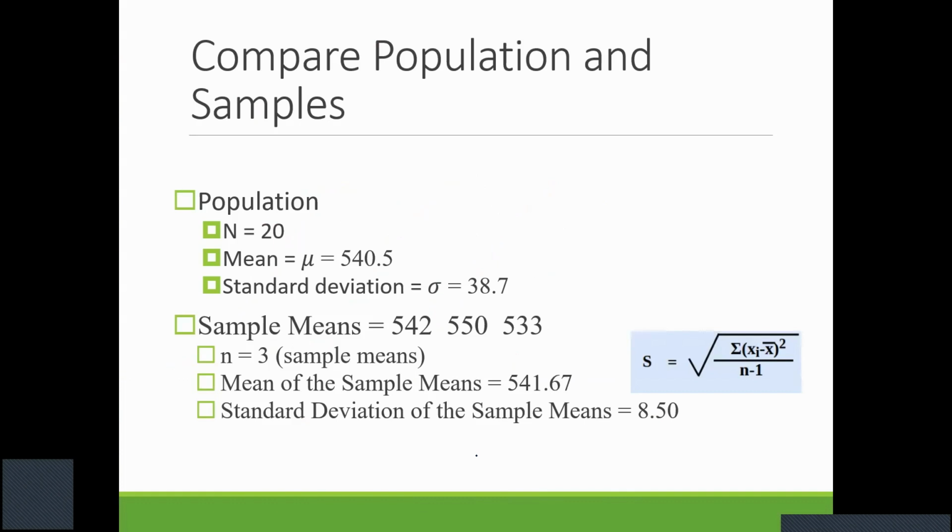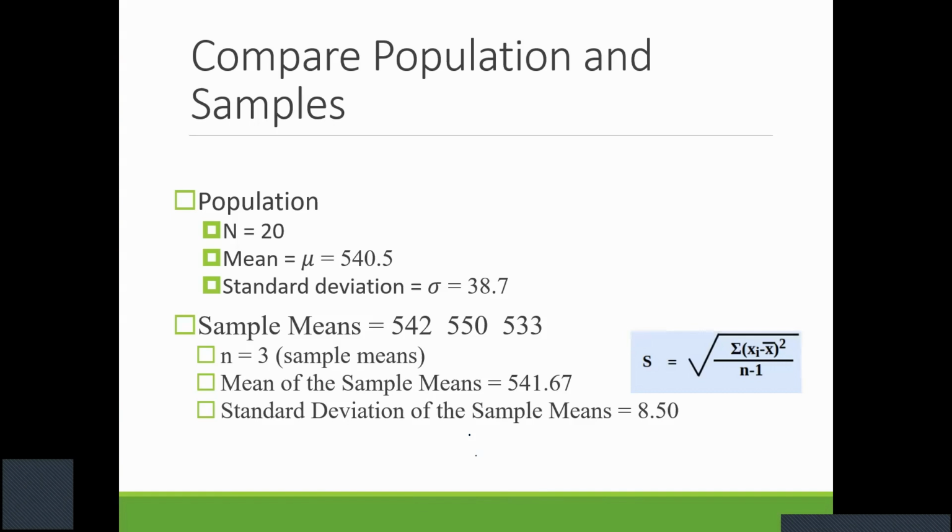So if we compare our population and our samples, the population size is 20. The samples were of size 5, and they each had different means. The mean of the population was 540.5. And remember, we said that the expected value of the mean should be the population mean. So if we take these three sample means that we got, the 542, 550, 533, and compute their mean, then we have 541.67, which is close to the population mean.